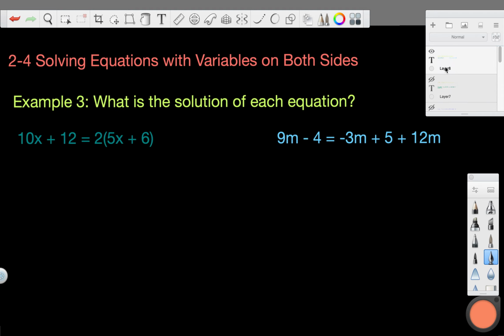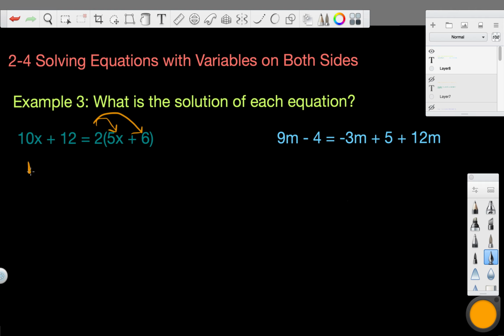Okay. So I just have 2 equations left, and then we are done. So we're going to do the first one in orange. So it wants us to know what's the solution of each equation. So if I'm looking at this one on the left, I have 10x plus 12 equals 2 times 5x plus 6. Looks like a problem I had before. I see parentheses, so I need to distribute this too. And the goal again is to get x alone.